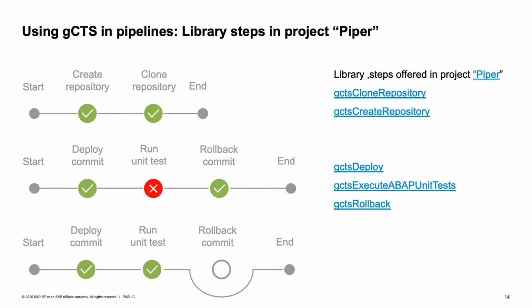What is also quite new is the Project Piper steps that we recently provided. This is not restricted to S4HANA 2020. You can use these pipeline steps also in S4HANA 1909. So we have, in sum, provided 5 different pipeline steps. You can create repositories and clone repositories. This is more for the setup. And we have 3 additional steps: deploy a commit, run a unit test, and roll back a commit that you can use during your working mode, so for your DevOps processes.